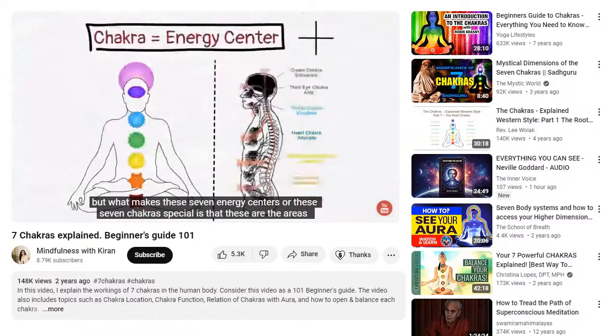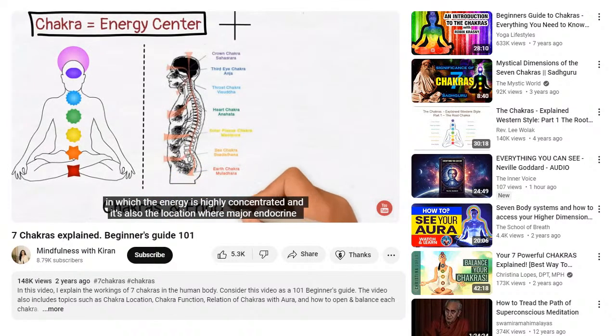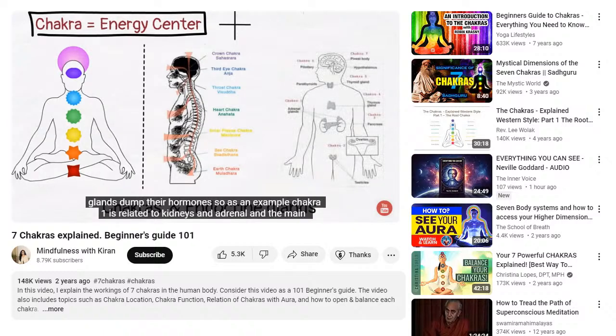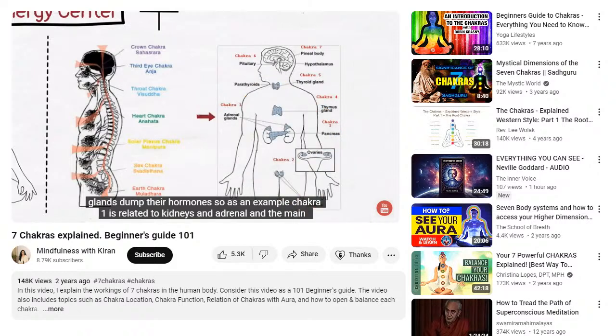But what makes these 7 energy centers, or these 7 chakras, special is that these are the areas in which the energy is highly concentrated. And it's also the location where major endocrine glands dump their hormones. So as an example, chakra 1 is related to kidneys and adrenal, and the main endocrine gland associated with this chakra is the adrenal gland.